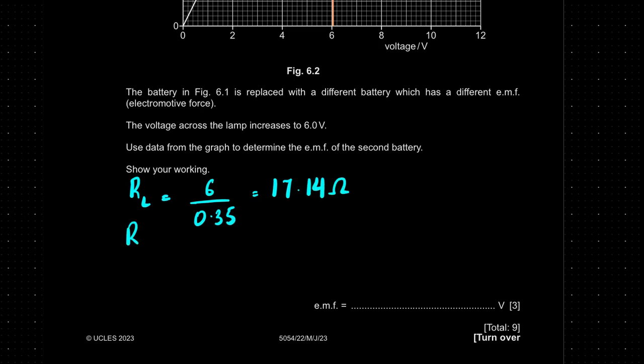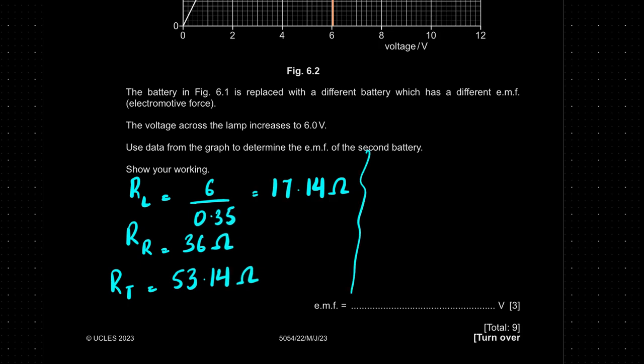And the resistance of the resistor was 36 ohms. So the total resistance would be the sum of both of these. So this plus this turns out to be 53.14 ohms. I also know the current flowing through both of these, which was 0.35 amperes. So the EMF would be IR, the current times the total resistance. So 0.35 times this. Again, if you use exact values like me, you'll get the exact answer, 18.6 volts. Let's go on to another question.